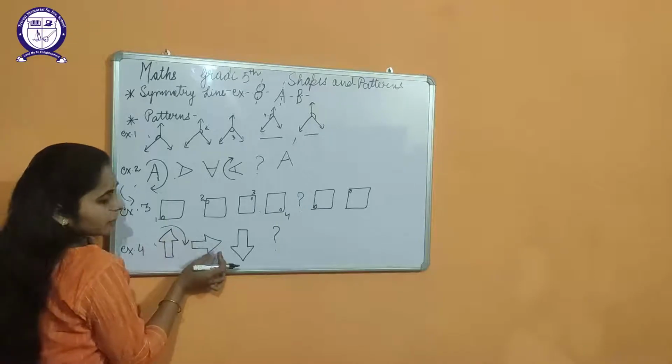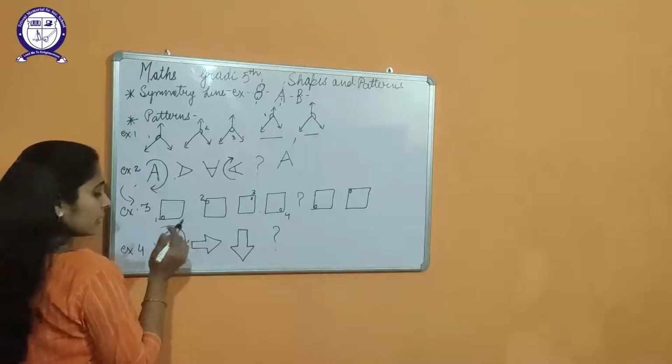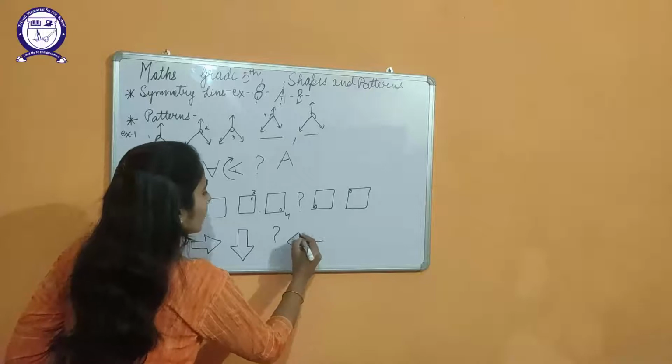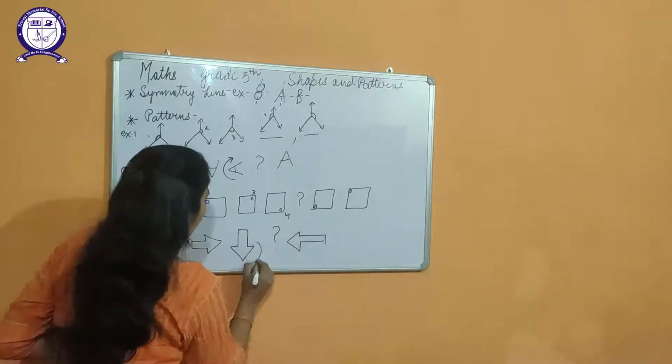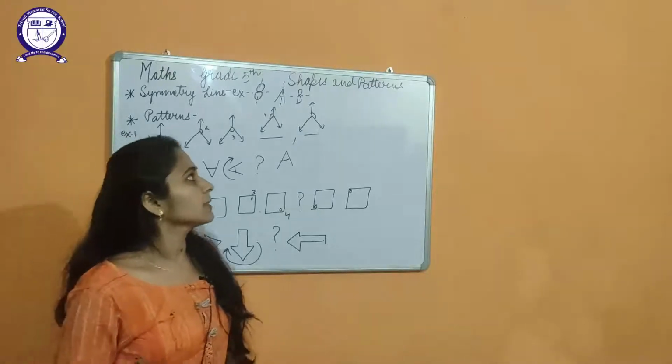Means the upper part will be drawn at the right hand side, and the right hand side will move at the left hand side. Like this. In the next term, how we will find, we will just move this turn again 1/4. Okay, so this was about shapes and patterns, students.